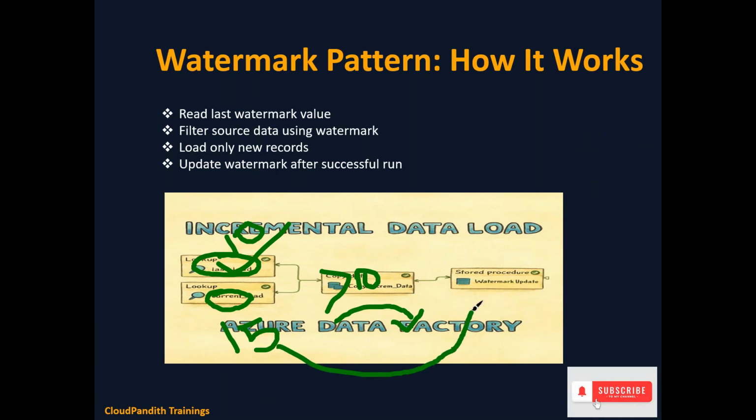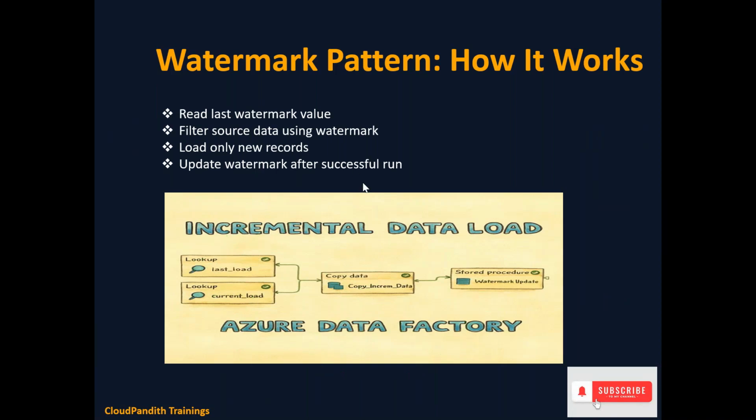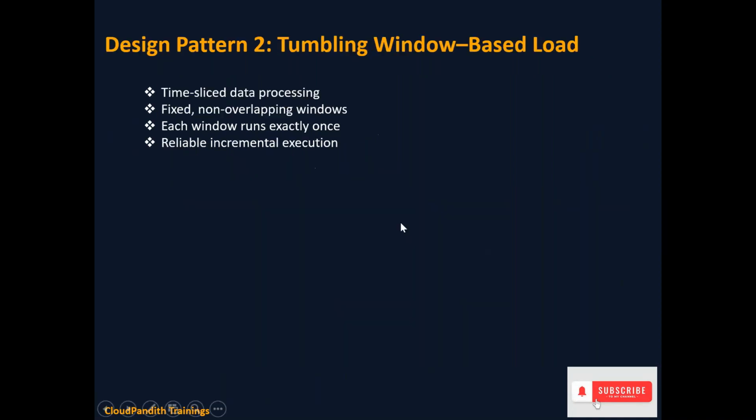After that, I'll take the new max value and pass it to a stored procedure, which will update the last processed value. That's how the first design pattern works, based on the last processed value. The activities we use are a lookup activity, a copy activity, and a stored procedure activity.